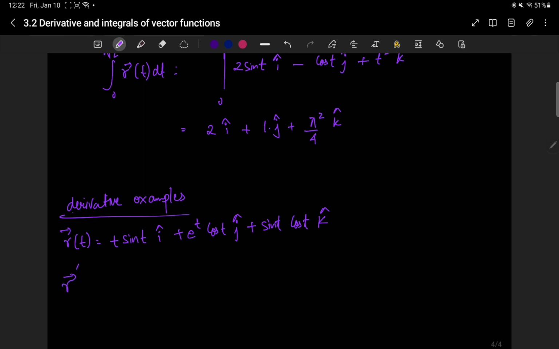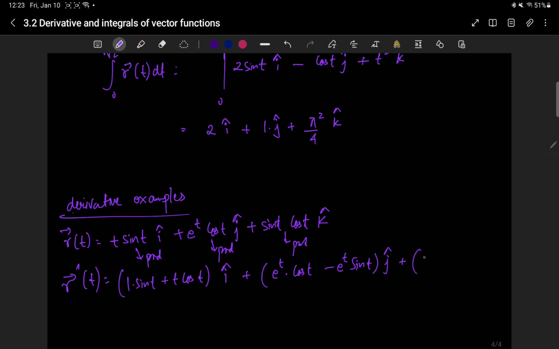Well, then finding the derivative is just going to be product rule, and product rule. So I get 1 sine t plus t cosine t i cap plus derivative of e raised to t is e raised to t, and the derivative of cosine t is negative sine t, j cap, derivative of sine t is cosine t times cosine t minus sine t k cap. So this is going one step further, and writing it in the other notation, not the ijk. This is e^t cosine t minus sine t and cosine squared minus sine squared.